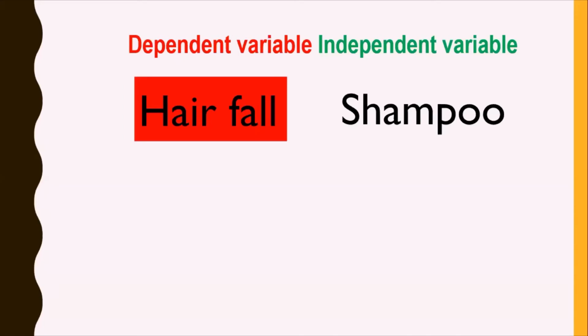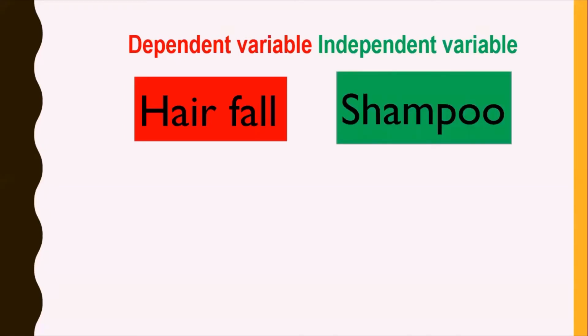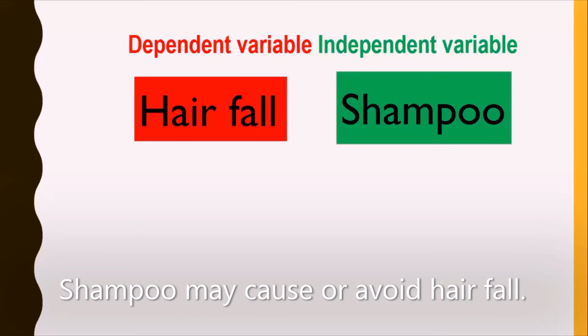Next, what is the independent variable? Of course, it's shampoo. Now, why do we say that the hair fall is the dependent variable and shampoo is the independent variable? Okay, here's a simple answer to a simple question. Shampoo may either cause or solve hair fall.